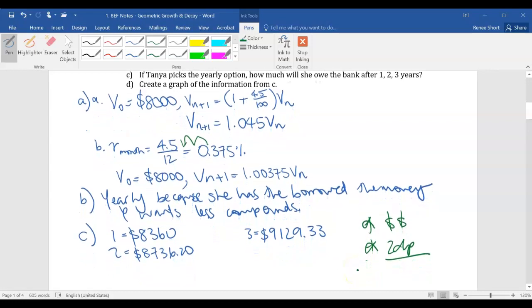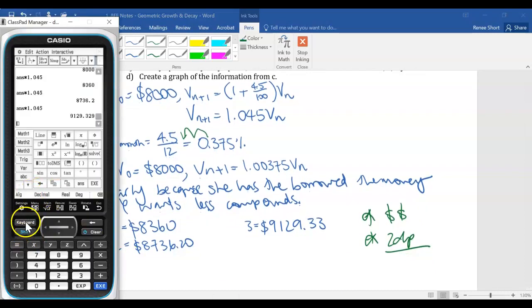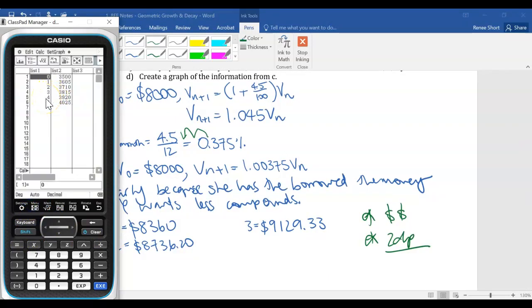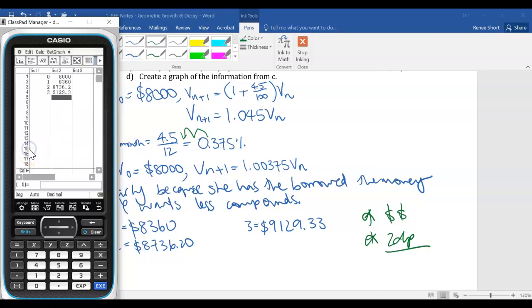Now part D, it says create a graph of the information from C. Let's do this on our calculator and move it over because it's going to be more accurate. So again, statistics menu, 0, 1, 3, let's just delete these other years. And so originally it was worth $8,000. At year 1 it was 8,360, 8736.2 and 9129.33. Now again, if I go set graph, I'm just going to make this a scatter this time.